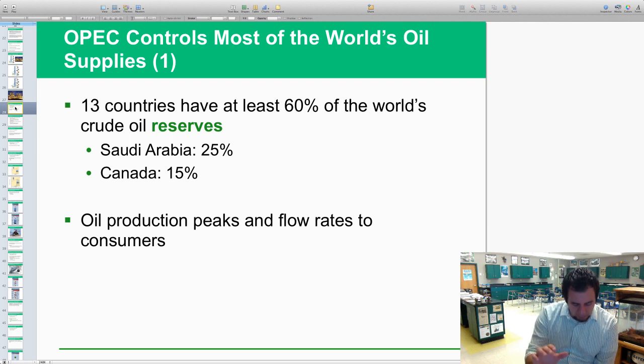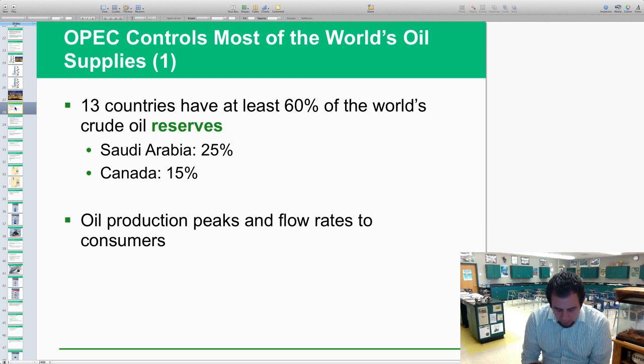But let's talk about the different countries within OPEC, and most of them aren't close to us. The current OPEC members are Algeria, Angola, Indonesia, Iran, Iraq, Kuwait, Libya, Nigeria, Qatar, Saudi Arabia, the United Arab Emirates and Venezuela. None of them are even close to us.